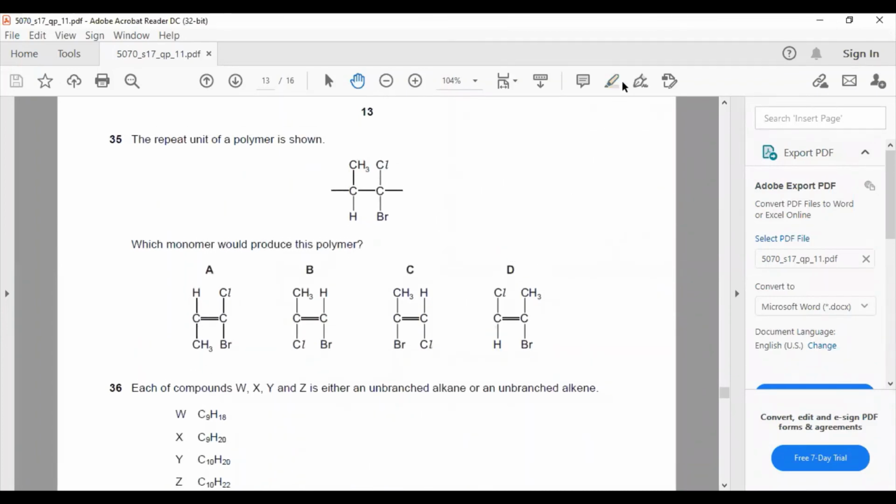35. Examiners, that question was a little challenging. This is the monomer. It means one carbon should contain chlorine and bromine, and the other should have methyl and hydrogen. Chlorine, bromine is the answer for the monomer.